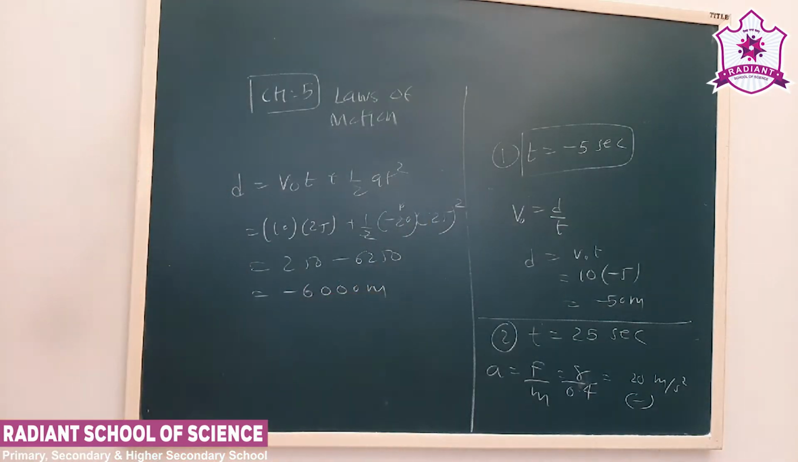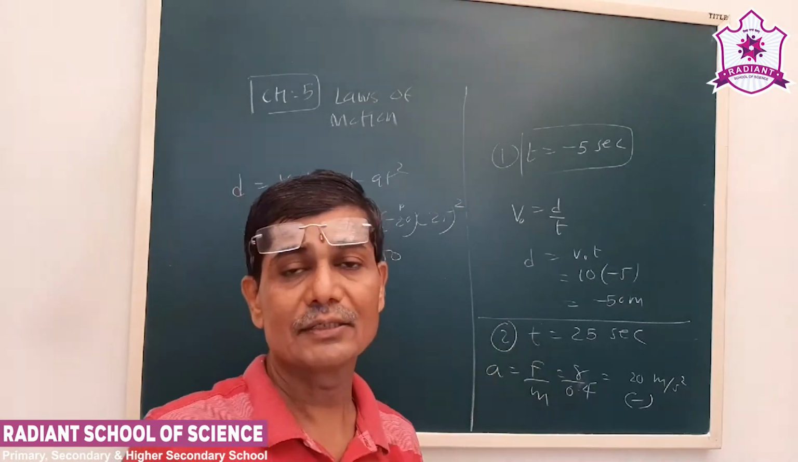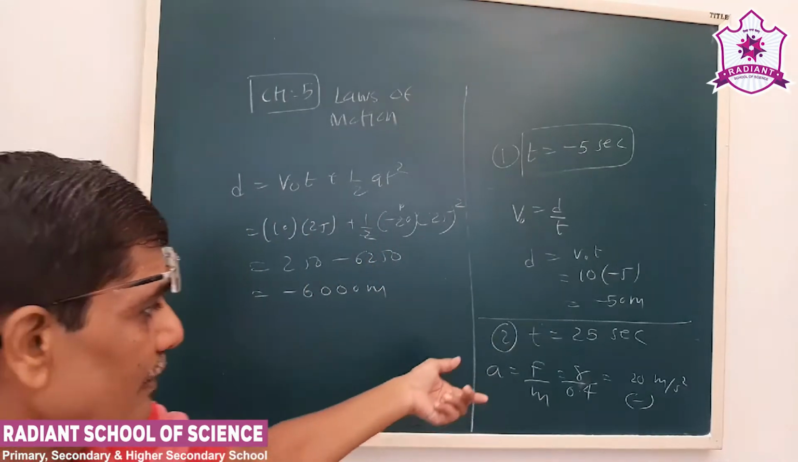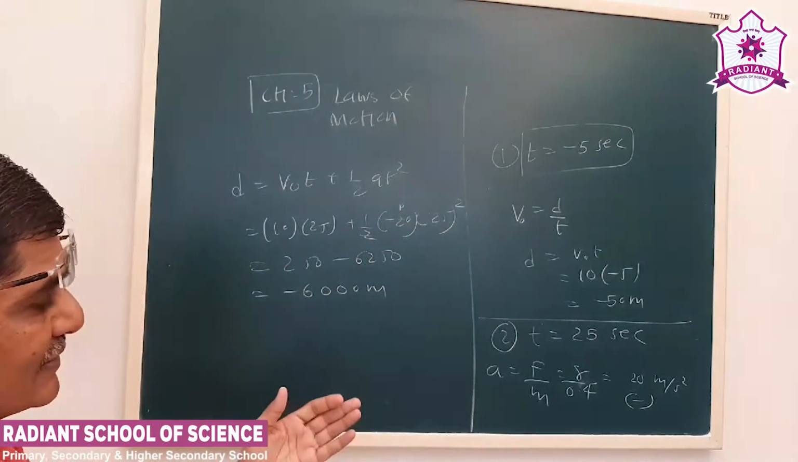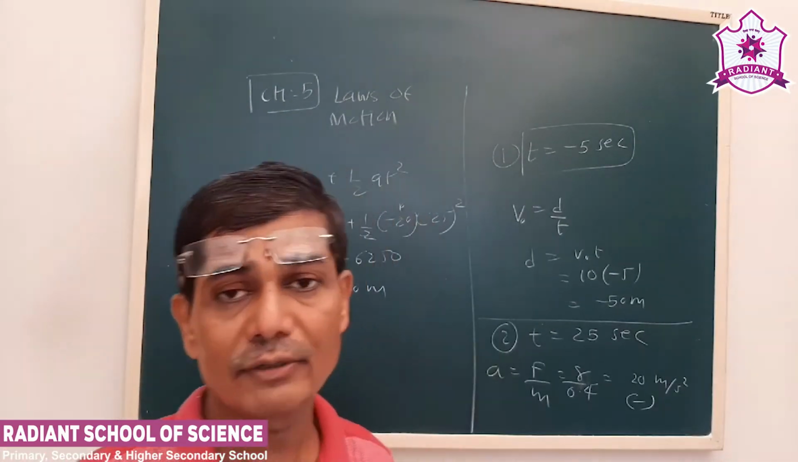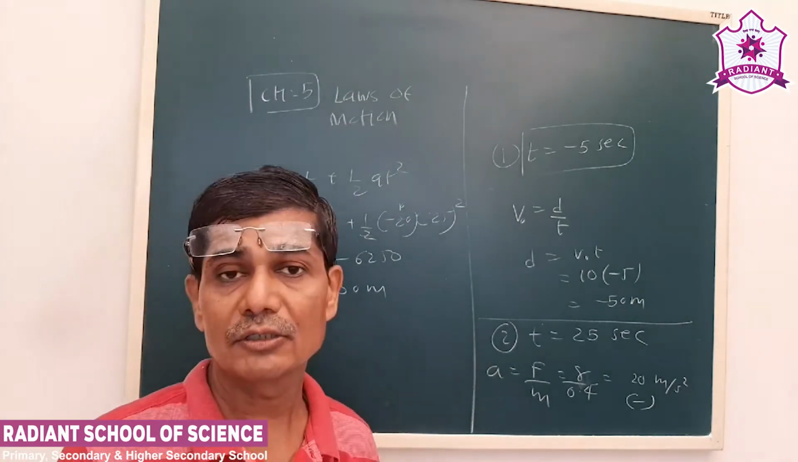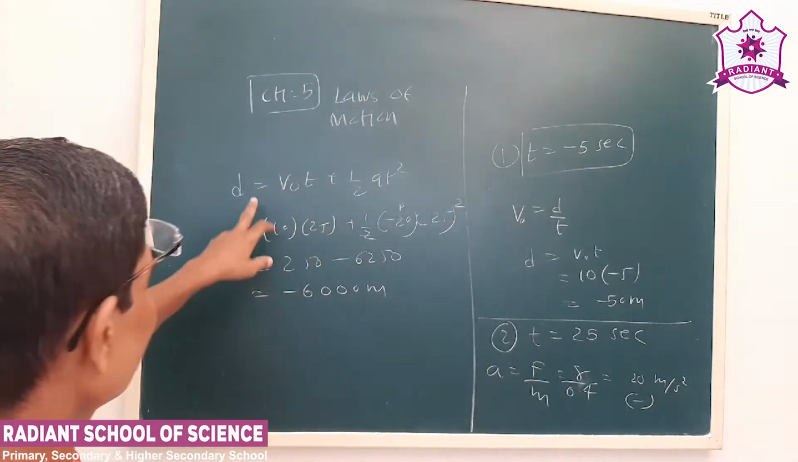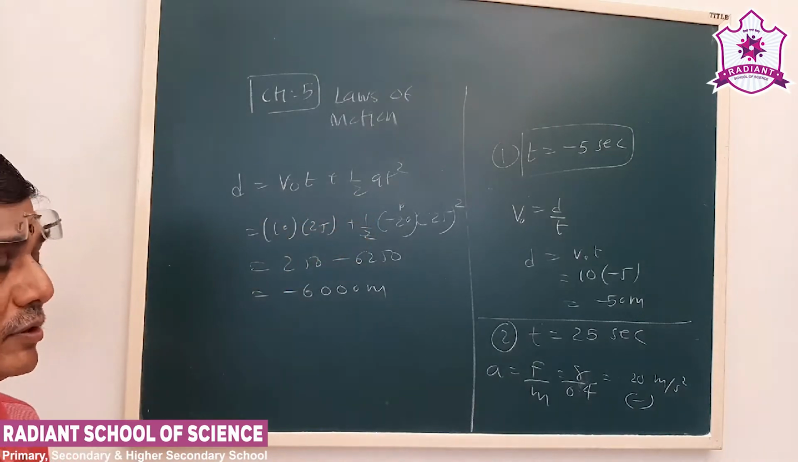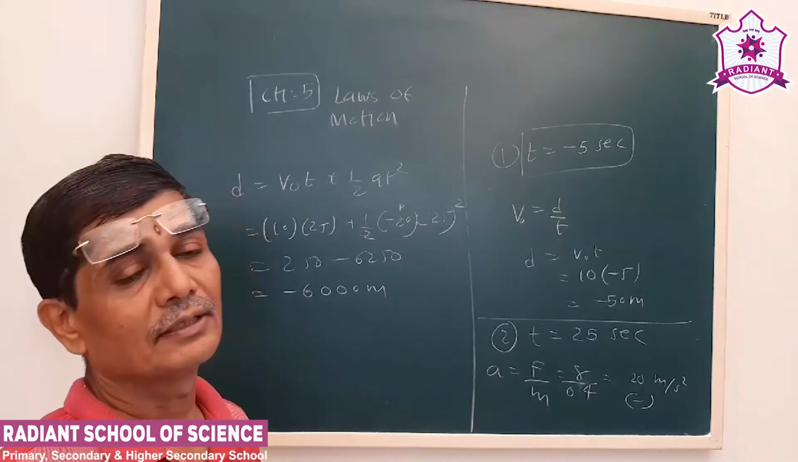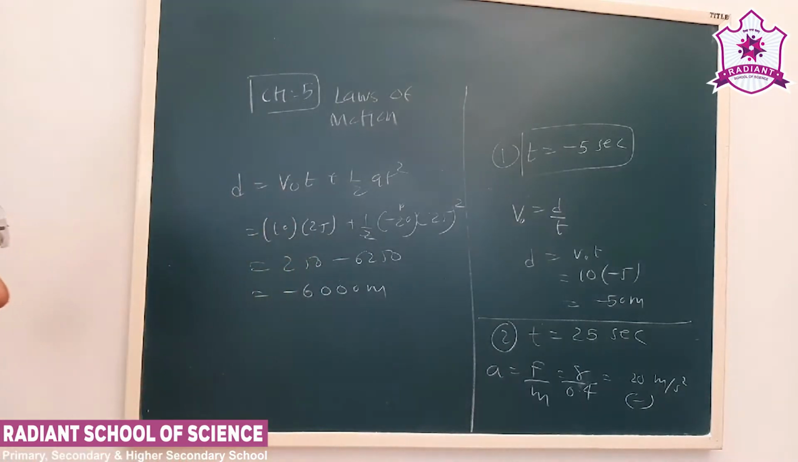Okay, this is the position of the object at t is equal to 25 seconds. See, we have obtained the value of acceleration again. Now again, during t is equal to 0 to t is equal to 25 seconds, it moves with a constant acceleration. So our equation is d is equal to v naught t plus half a t square. If I substitute the values, we'll get the answer as minus 6000 meter.